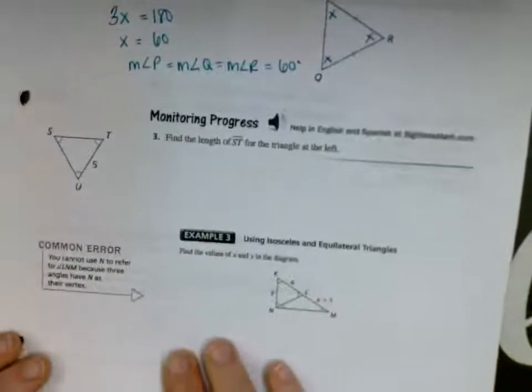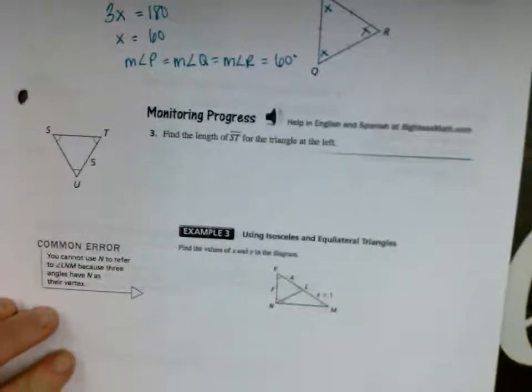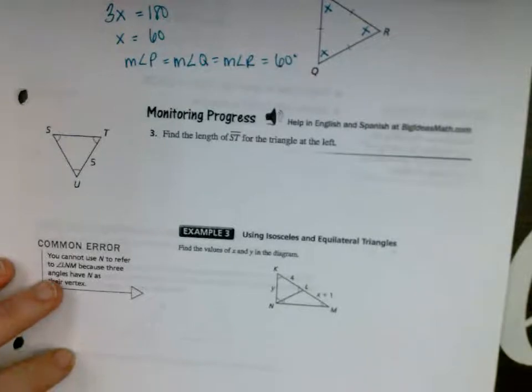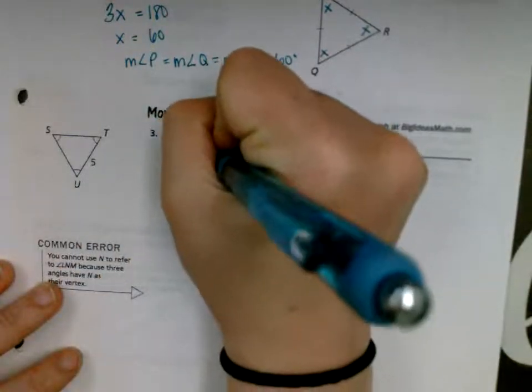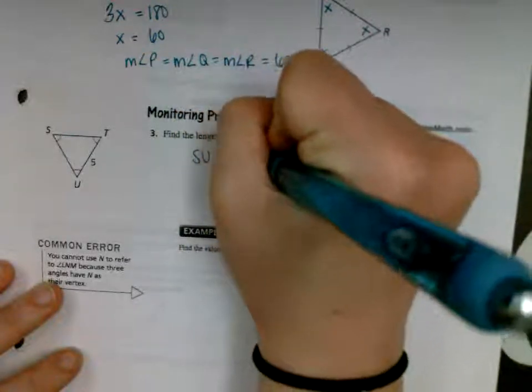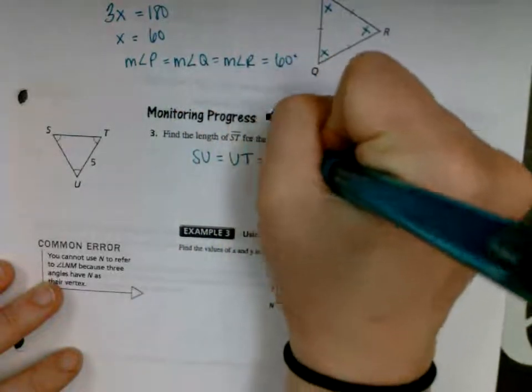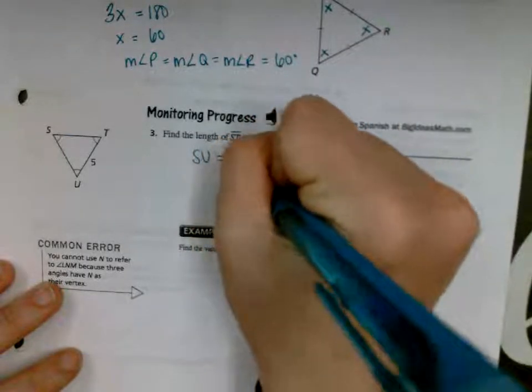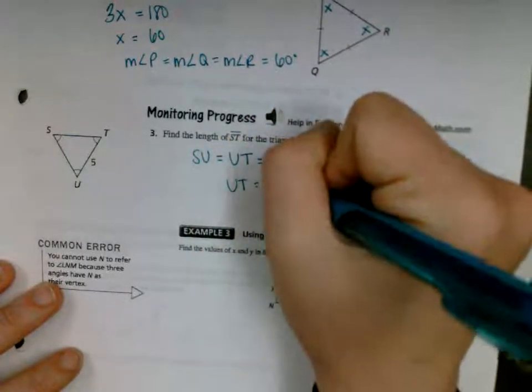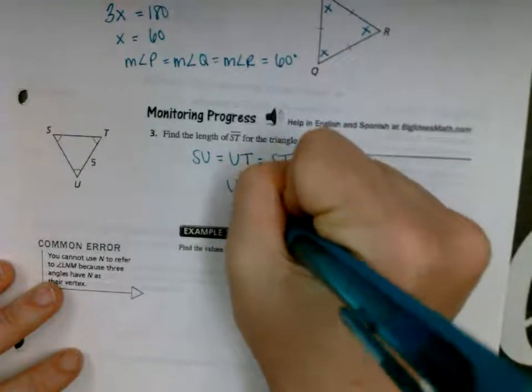Okay. Next one, number 3, find the length of segment ST for the triangle at the left. You know that SU is the same as UT, which is the same as ST. Okay, and since UT is 5, then you know that ST is also 5.